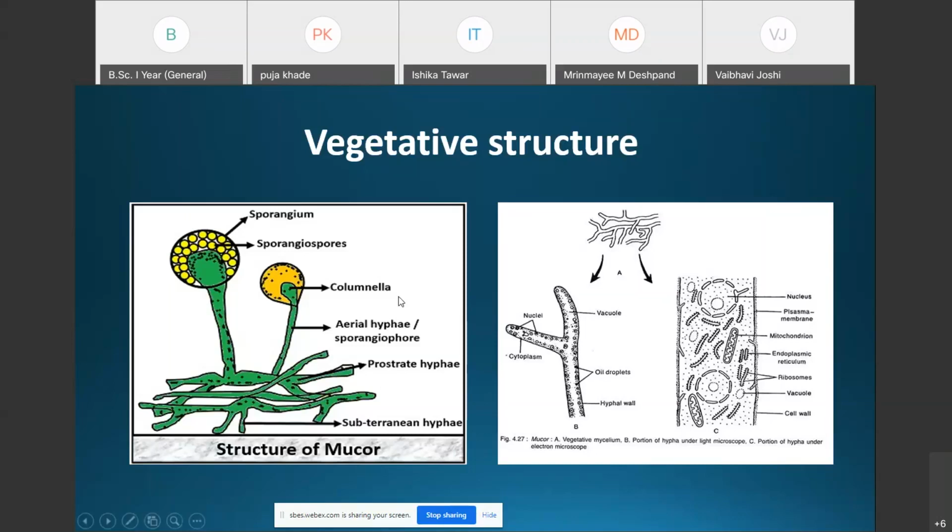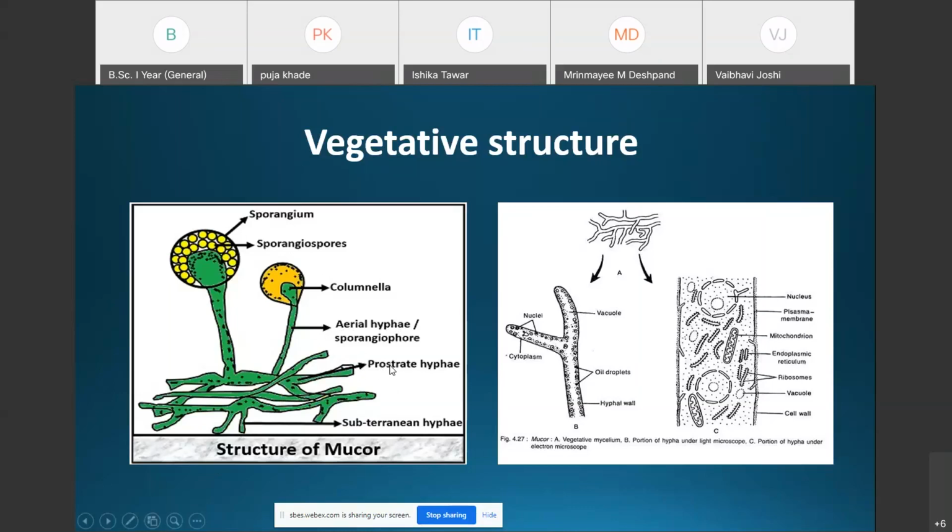Here in this one, you can see that the mycelium is differentiated into two types of hyphae. Here you can see the aerial branches, and here these are the subterranean hyphae, or we can say the prostrate hyphae, and these are the aerial hyphae. The mycelium of the mucor is differentiated into aerial and prostrate hyphae.